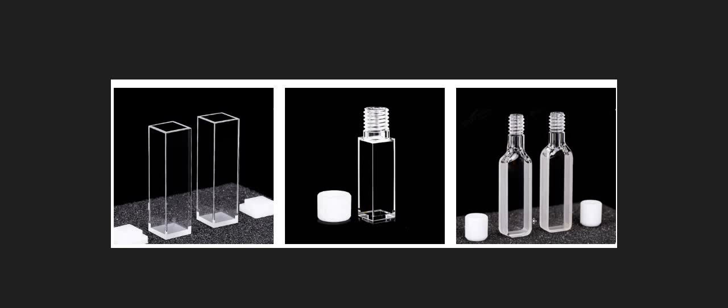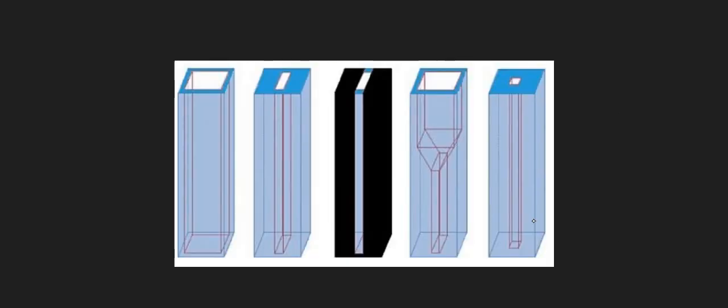These cells all have all four sides transparent. And here is another diagram that illustrates the geometry of these cells and their dimensions. For example, this very first cell is 10 mm by 10 mm in size. The second cell is of smaller sample capacity, where the path length is 10 millimeter but the width is 2 millimeter.